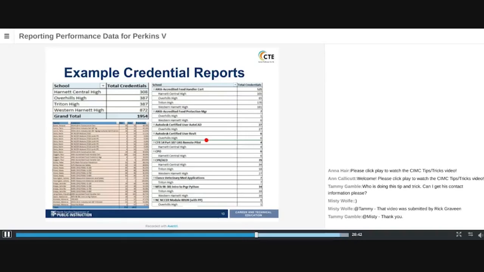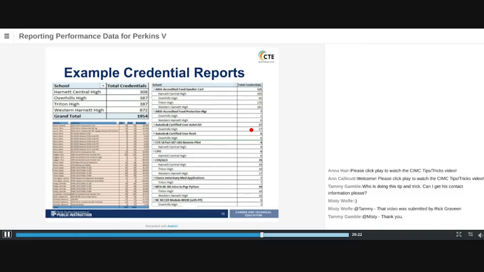All right. So, this is what some of those are actually going to look like. And the numbers on the screen are our total credentials for the year for our high schools. I'll tell you that we had a new CDC at Western Harnett High School that burned it up, making sure that she had all of the credentials, the artifacts, and everything that she needed in order to put the stuff in NCCTE admin.